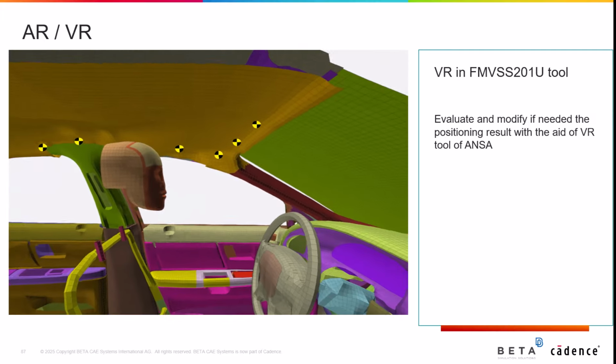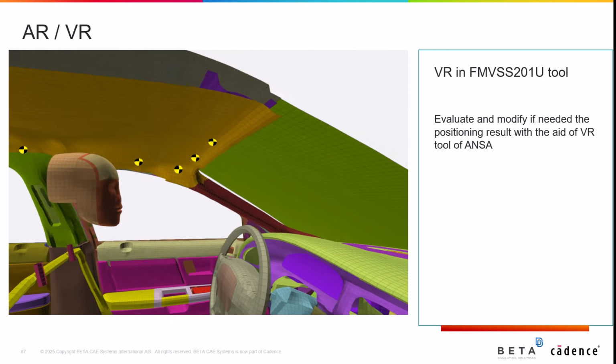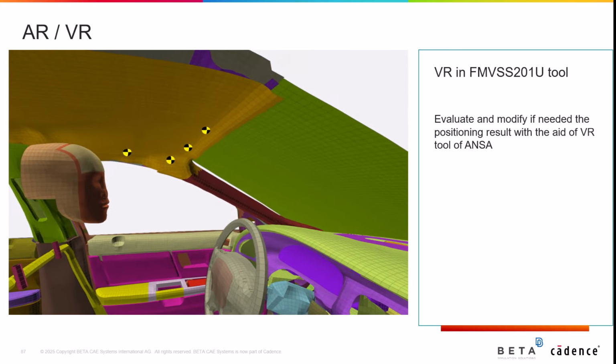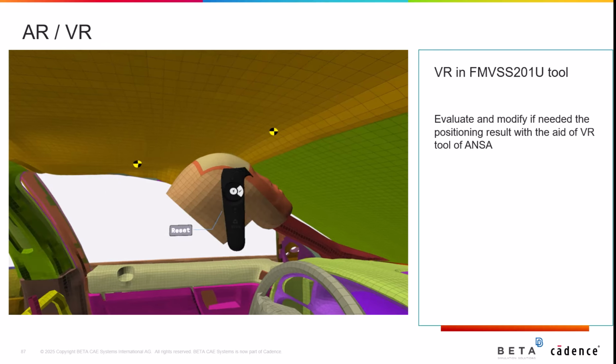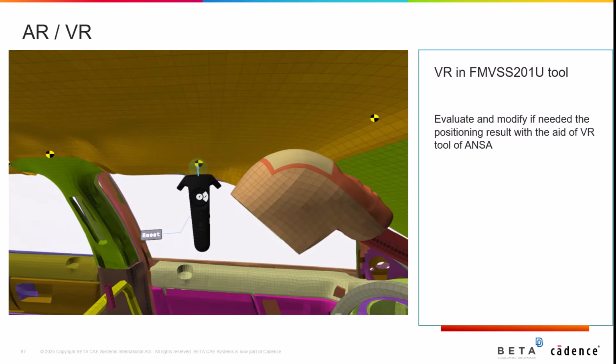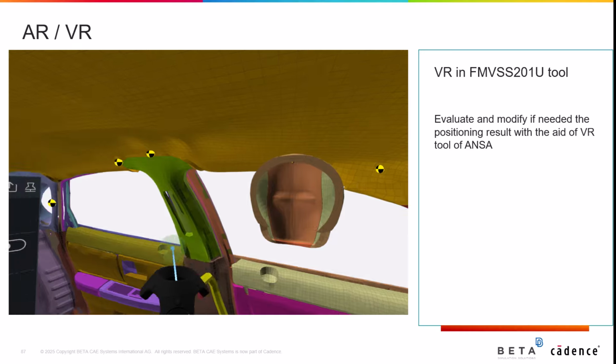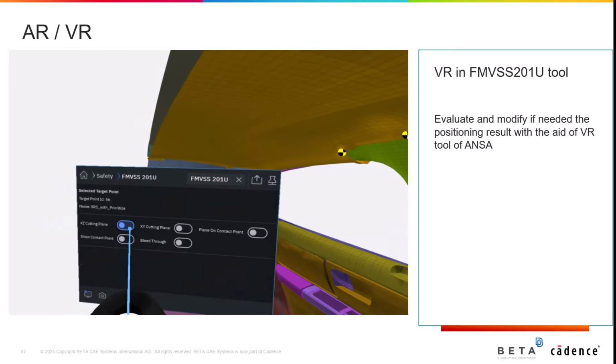After running the marking and positioning process for FMVSS201U in a vehicle, users can now leverage VR and ANSA to thoroughly review the positioning results, evaluate them, and apply any necessary modifications.